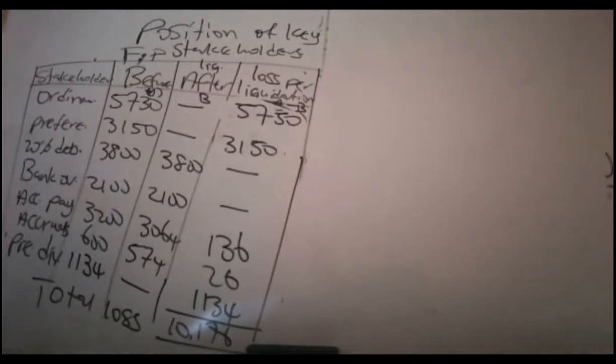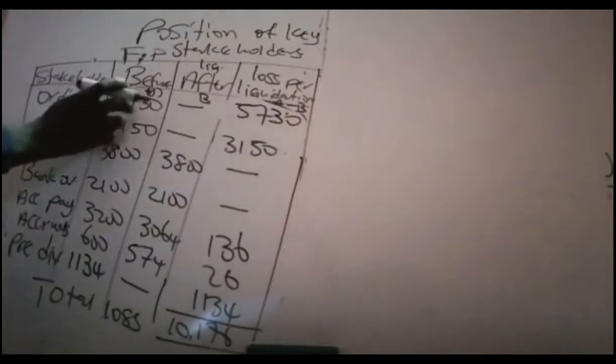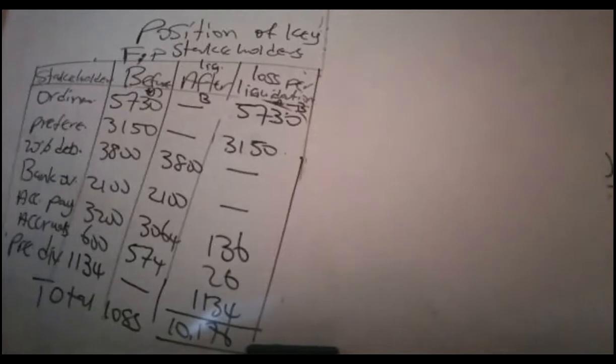Now let's continue the game. We are done with step one. We go to step two, determination of the maximum loss. That is step two. Perfect. So this one is 5730, not 50. It's 5730 here.